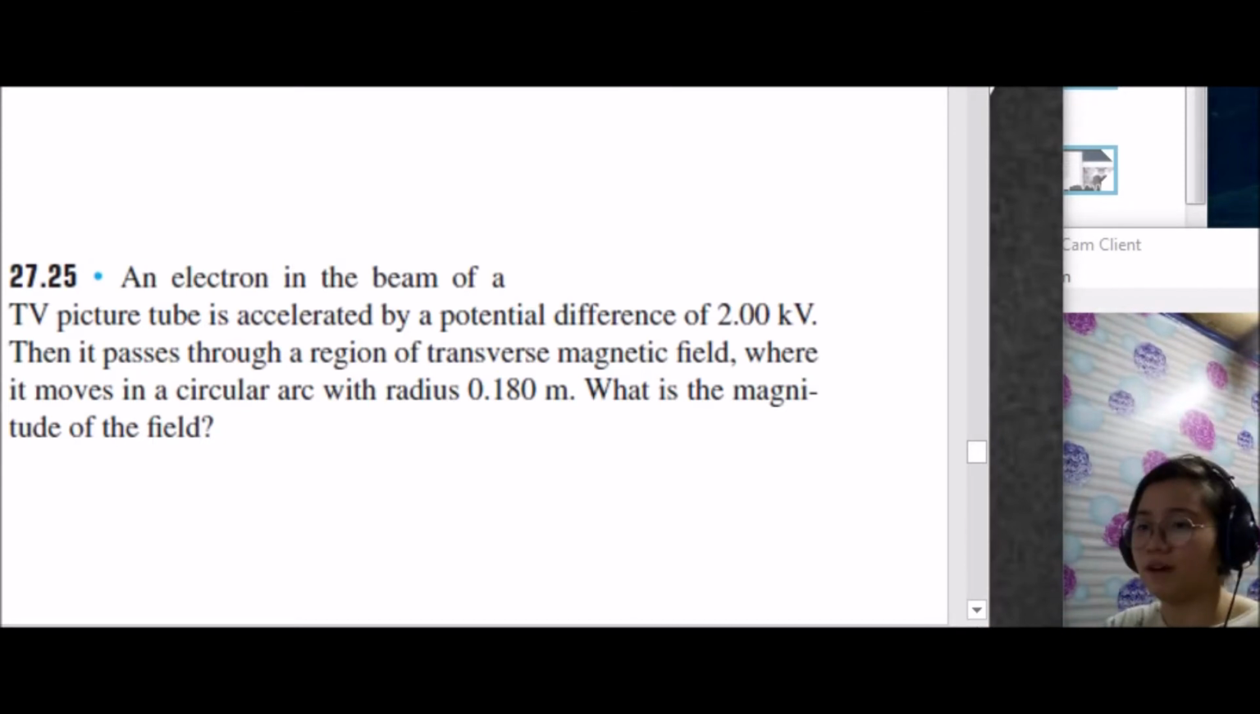Okay. Next one is 27.25. We have constants here, so you've got to memorize some constants. 27.25: an electron in the beam of a TV picture tube is accelerated by a potential difference of 2.00 kilovolts. Then it passes through a region of transverse magnetic field, where it moves in a circular arc with radius 0.180 meters. What is the magnitude of the field? We know electrons are always negative, and we have the potential difference and the radius.